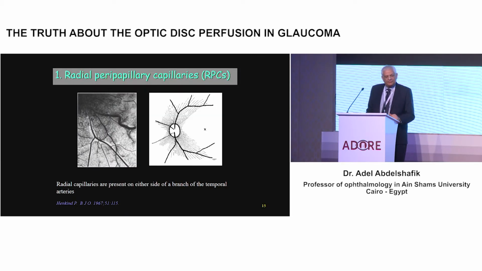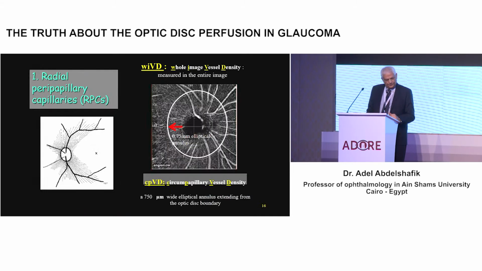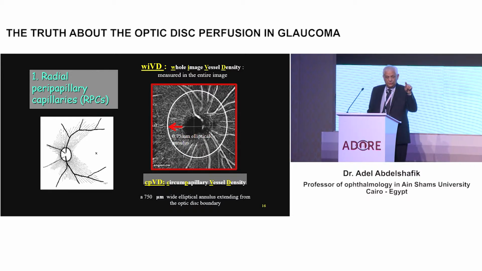This is the radial peripapillary vessels. We don't see them with the fluorescein, but with the OCT angio, they can be shown. This is important because they are supplying the nerve fiber layer. In the OCT angio, you can get either the percentage of vasculature in the whole image or in the peripapillary area in a zone of 0.70 millimeter.